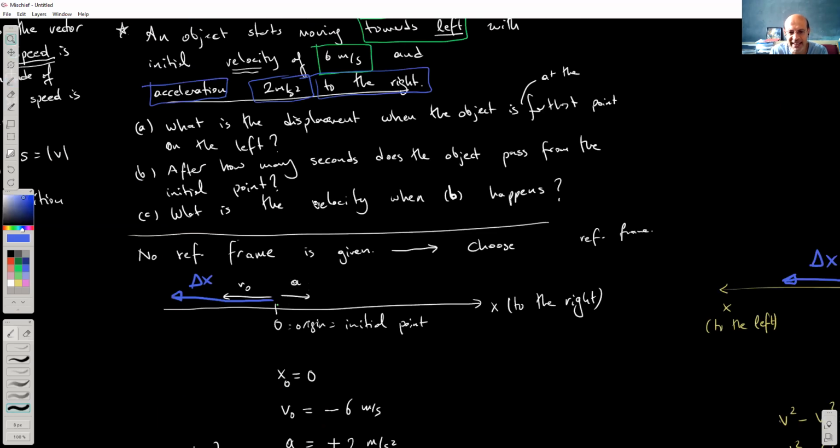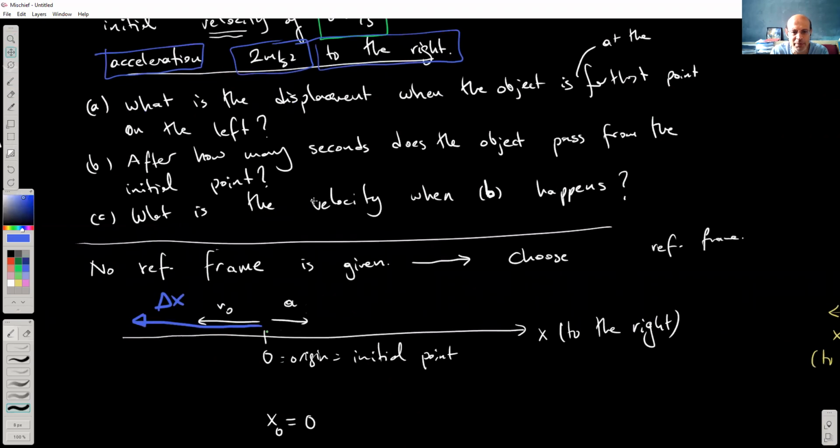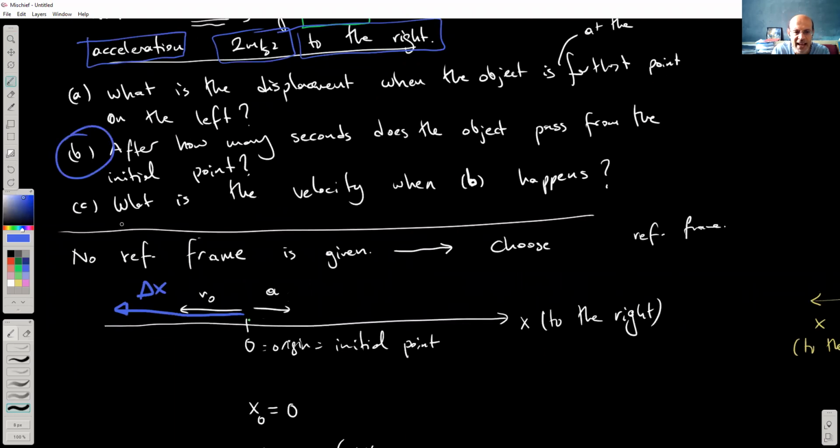So after how many seconds does the object pass from the initial point? I'm asking for the time here, and I'm asking for the velocity for part C.